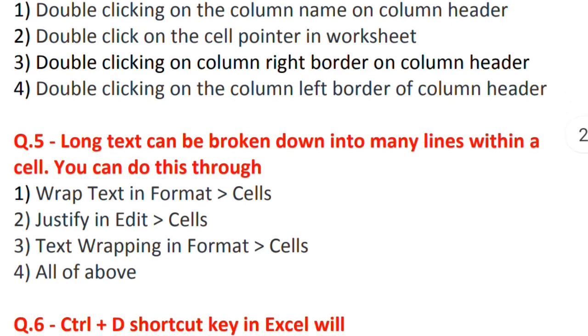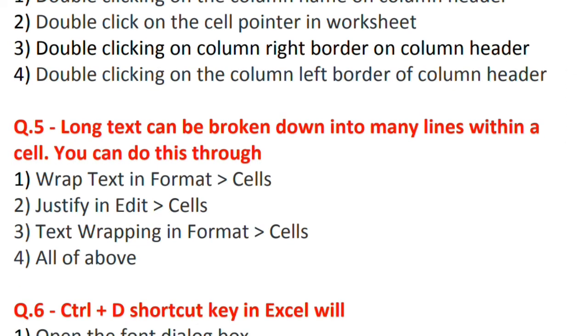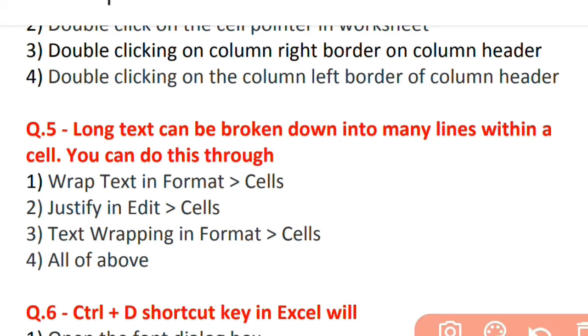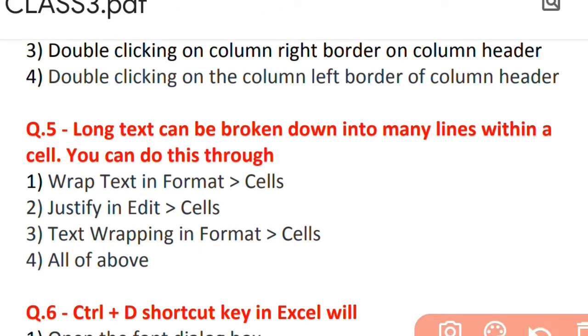Question number 5, long text can be broken down into many lines within a cell. You can do this through wrap text in format and then cells, justify in edit and cell, text wrapping in format then cells, or all of above. The right answer of question number 5 is wrap text in format and then cells.